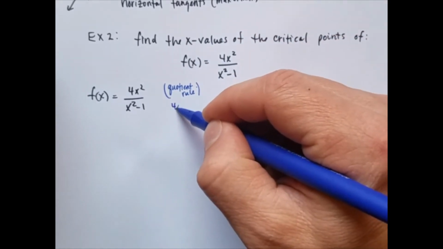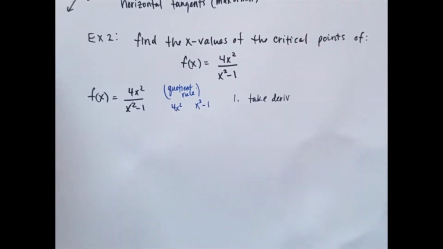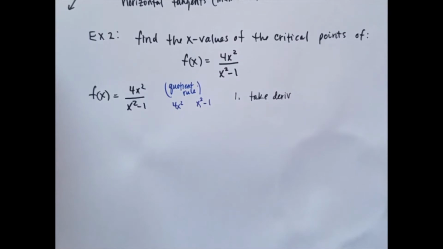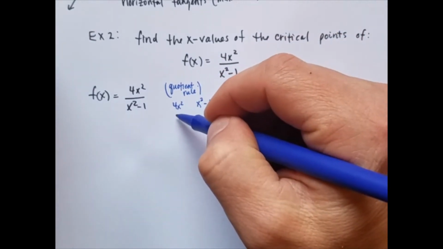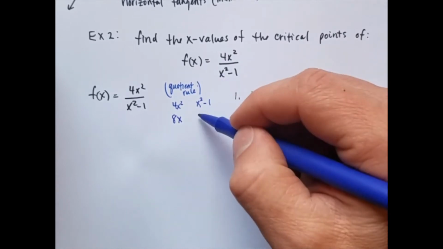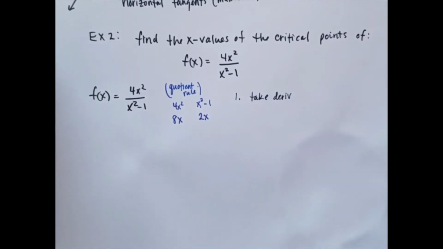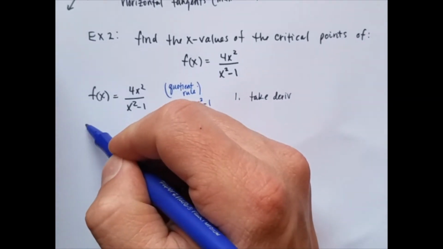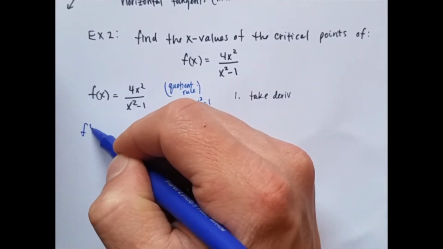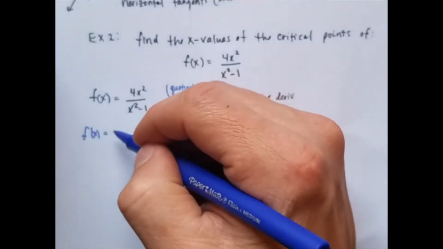Alright, so I'm going to separate this as 4x squared, that's the top, and the bottom, and I take the derivative of those two parts separately. Let's see, the 4x squared is going to become an 8x, and the x squared minus 1 is going to become a 2x, and that minus 1 is a constant. So when I put these together, let's actually write my derivative off to the side over here.